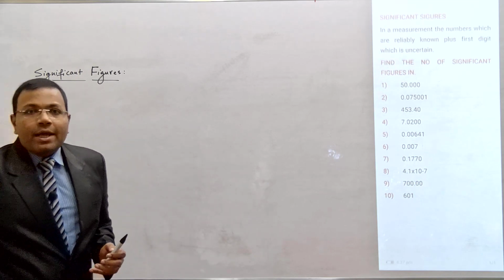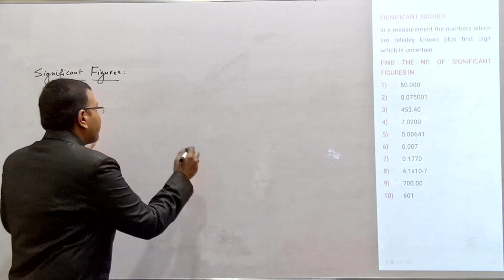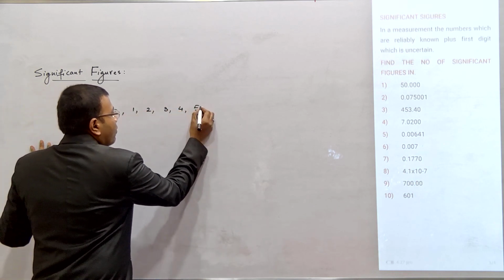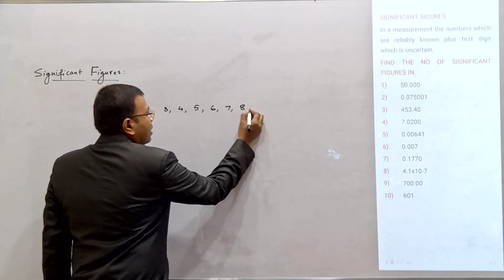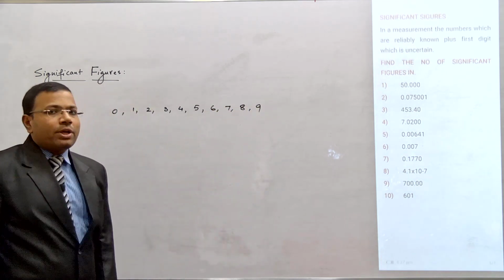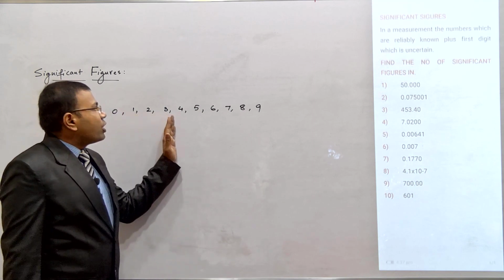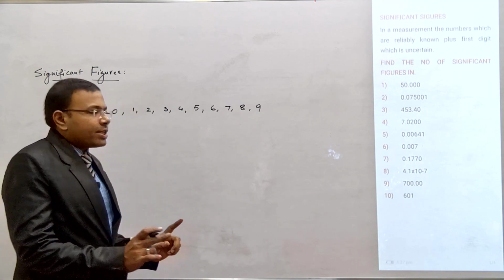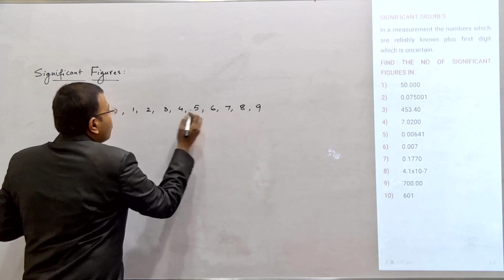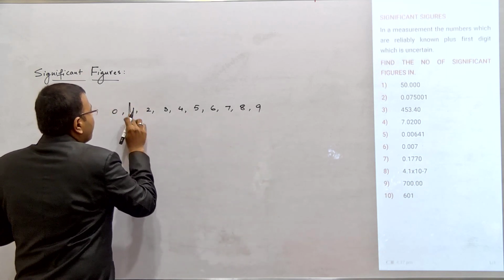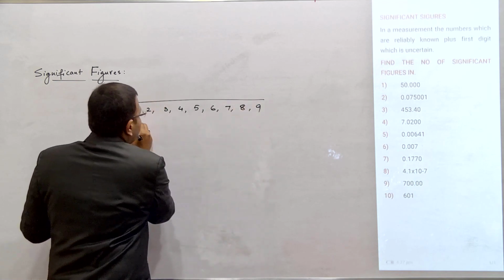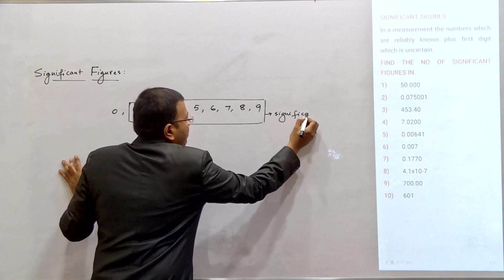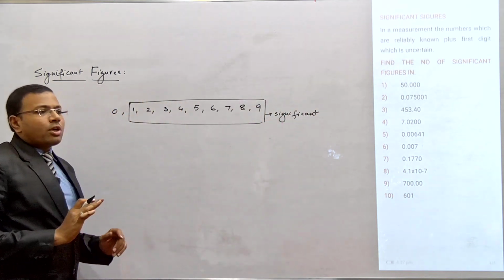Students, we are having 10 numbers. First I will start with these 10 numbers: 0, 1, 2, 3, 4, 5, 6, 7, 8, 9. This we call the decimal system. Now pay attention: all the digits starting from 1 ending at 9, from here to here, all these digits are significant. All digits 1 to 9 are significant digits.